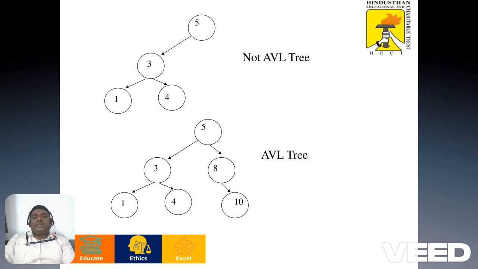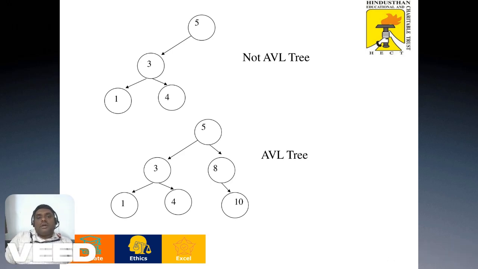While we are calculating the balance factor, for 1 it is 0, for 4 it is 0, and for 3 we will have 1 minus 1, which is 0. And then for 5, we will have 2. So it is not balanced. Sorry, it is not an AVL tree.